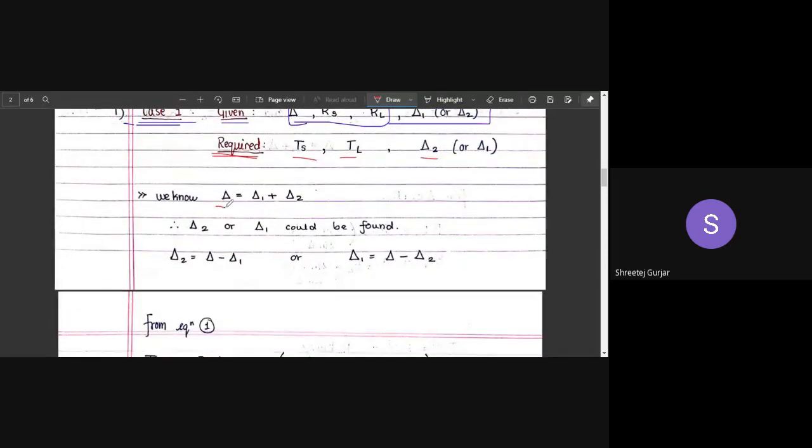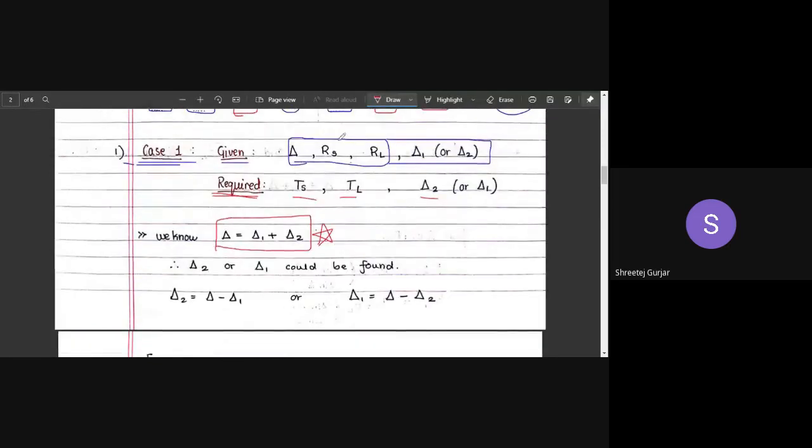One important property I told you: delta is equal to delta 1 plus delta 2. I hope you remember that. So if they give you delta 1, and delta is also known to us, delta 2 can be calculated. Delta 2 or delta 1, whichever they give you, we can easily calculate. If two are known, we can calculate the third variable, no problem. So one among these is done. Now we have to calculate TS and TL. These two are remaining. Let us see how we can go forward and calculate TS and TL.